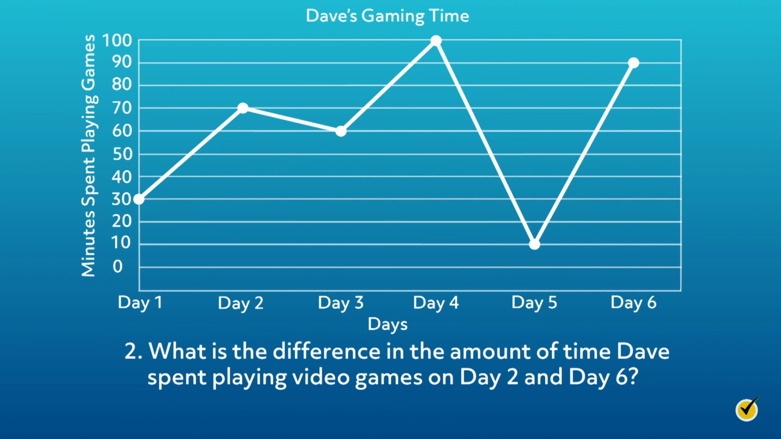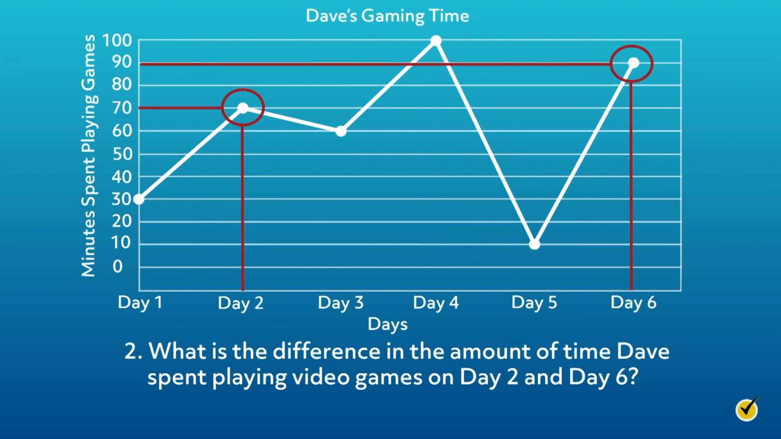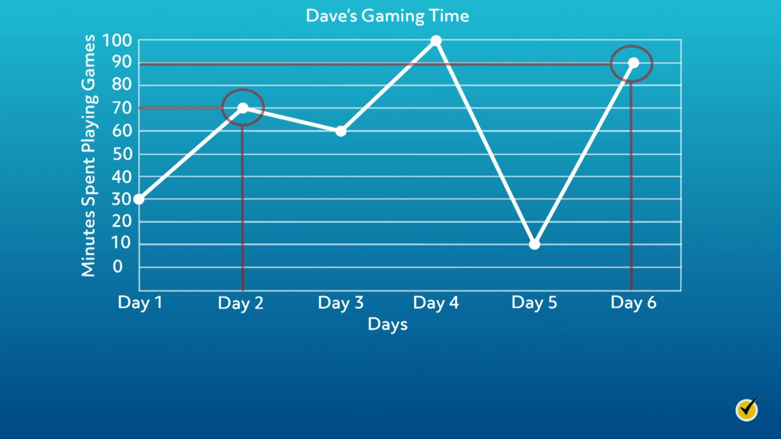What is the difference in the amount of time Dave spent playing video games on day 2 and day 6? Looking at the markers, the graph shows that Dave played games for 70 minutes on day 2 and 90 minutes on day 6. The difference is calculated by subtracting. Since 90 minus 70 equals 20, the difference is 20 minutes. Dave spent 20 more minutes playing video games on day 6.